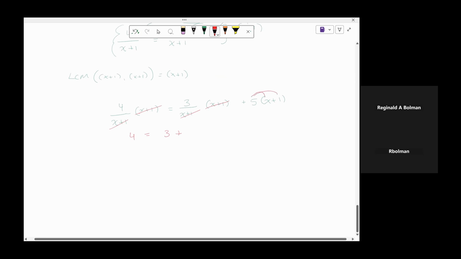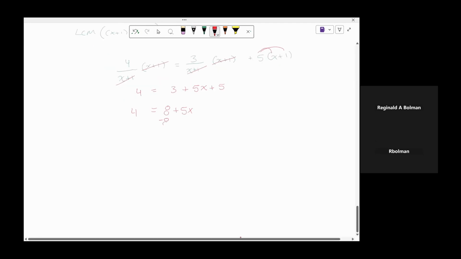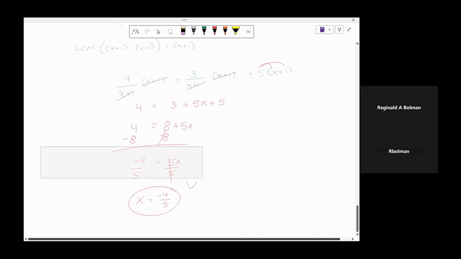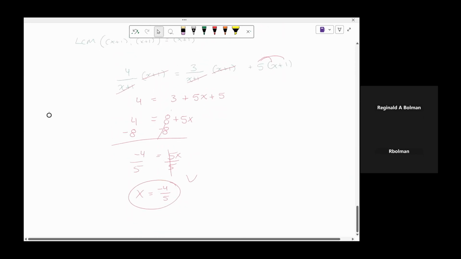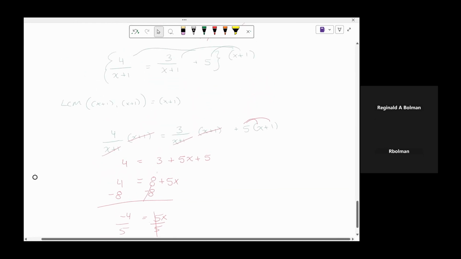And now you've got 5, which can distribute. So you get 5 times x, and 5 times 1 is just 5. Go ahead, manipulate your numbers around. 3 plus 5 gives you 8. You get 8 plus 5x is equal to 4. Subtract your 8 on both sides very carefully. You get 5x is equal to negative 8 minus 4, which gives you negative 4. And go ahead and divide off 5 on both sides. So now you get x is equal to negative 4/5. Voila.